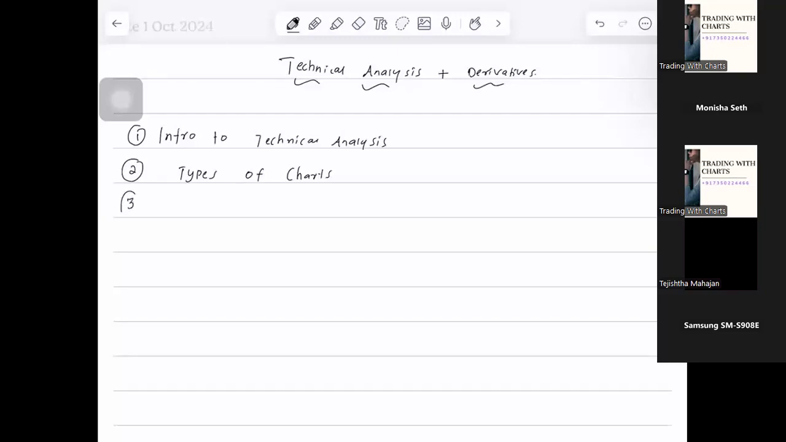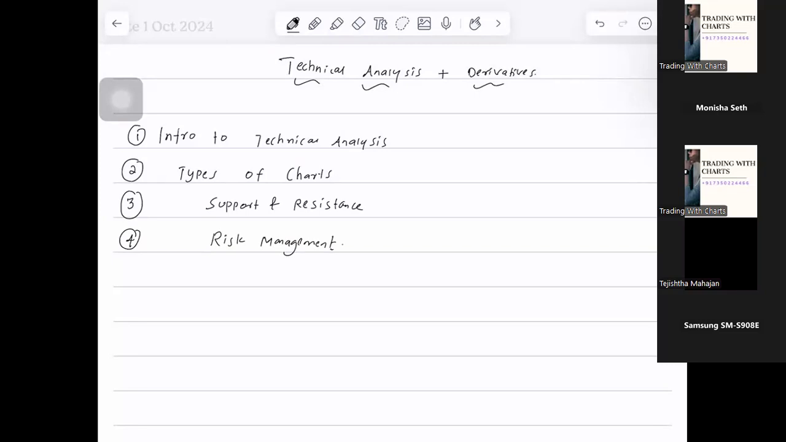Next we will start with the concept of support and resistance. Along with this, we will also see what risk management is, which is very important when it comes to trading. So this will be the agenda for today's session. We will try to discuss these 4 points.